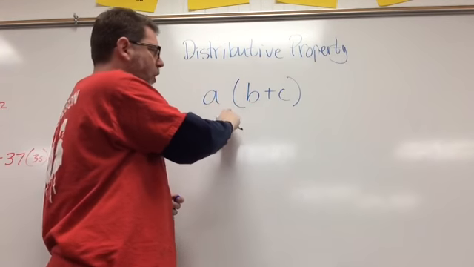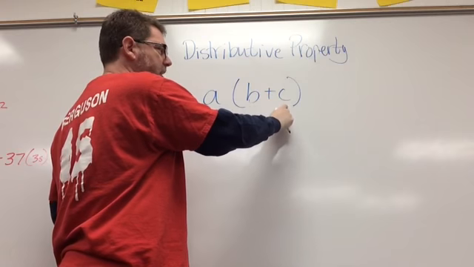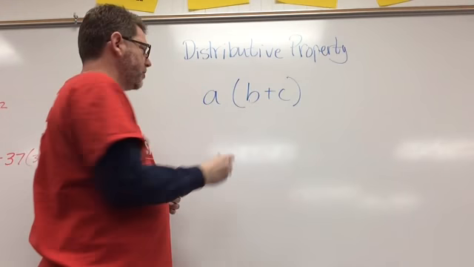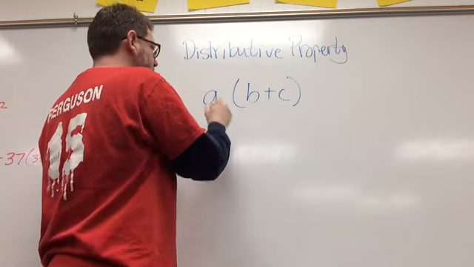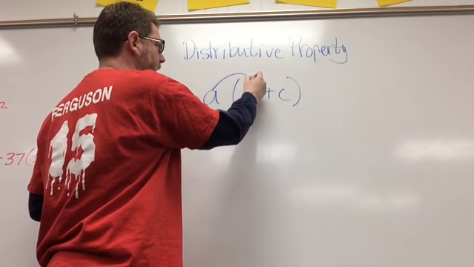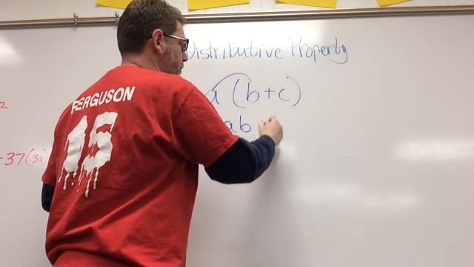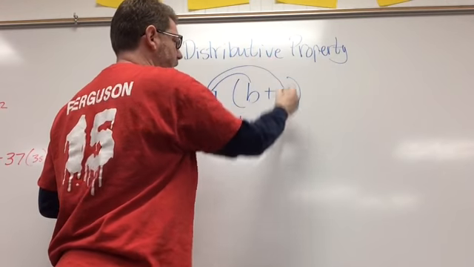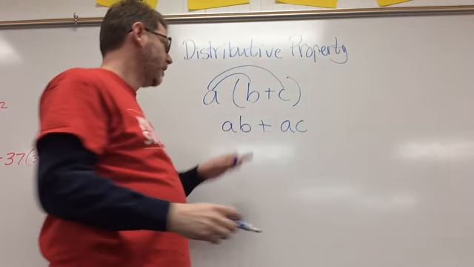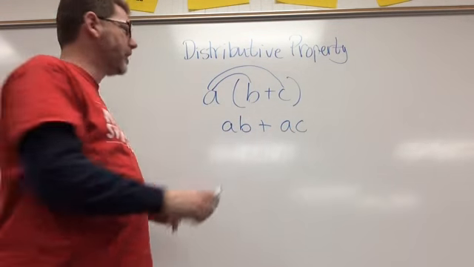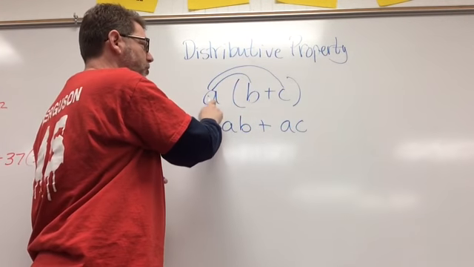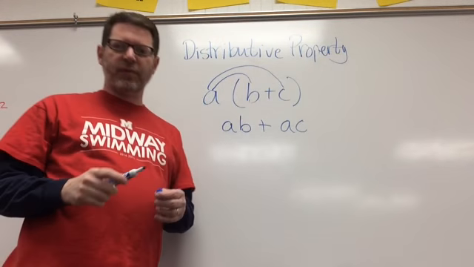The distributive property is a property in math that says when I have A times the quantity of B plus C, then what I'm going to do is distribute that A to everything inside the parentheses. So it's multiplication: I do A times B plus A times C. Once again, I'm taking this A and distributing it to everything inside the parentheses.